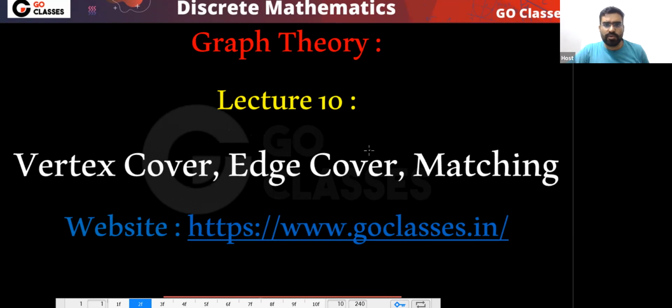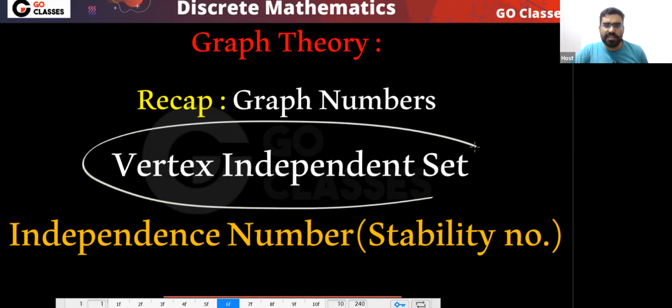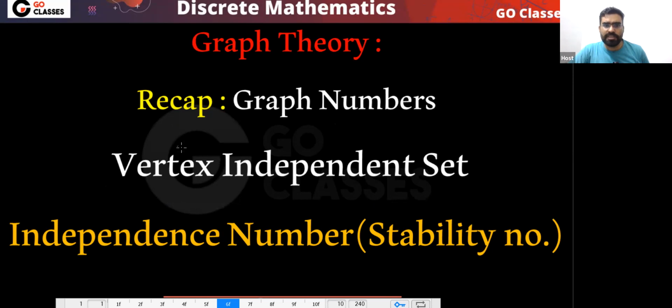matching. These are the three concepts that we will study today. Okay, let's start now. In the last class, we have seen independent set. Independent set is a set of vertices, right? A vertex independent set means you have a set of vertices which are independent. Independent means they are non-adjacent, means they don't have any edge between them. Okay, correct. So this is your vertex independent set, right? So we already know what is independence number.